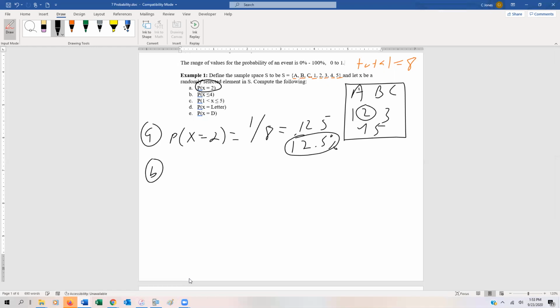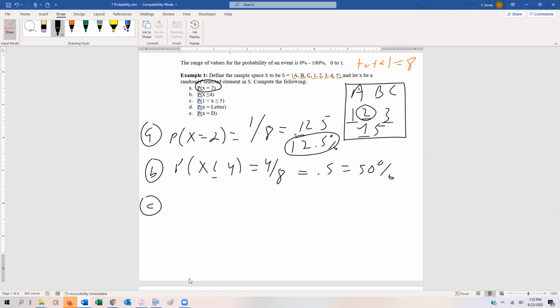For letter B, the probability that X is less than or equal to 4. We go in here and find that there are 1, 2, 3, 4 out of 8 of the total items in that bag that are less than or equal to 4. All right, and we know that that's going to be 0.5 or 50%.